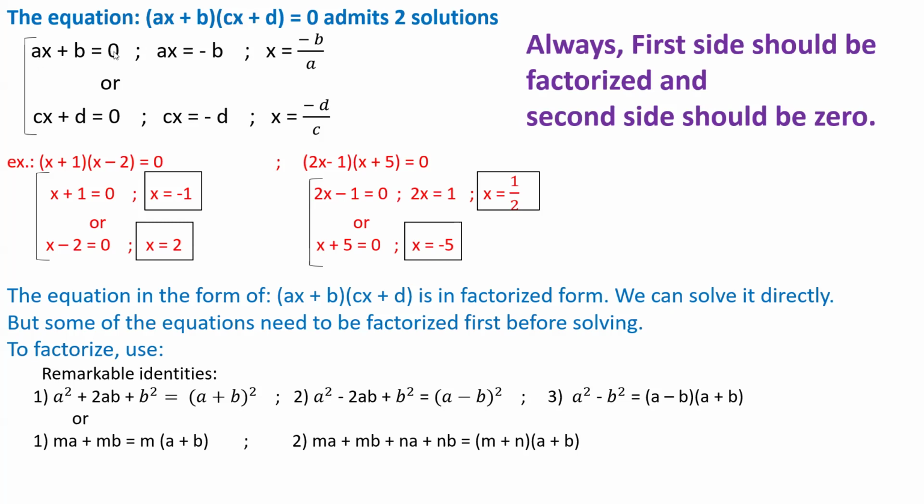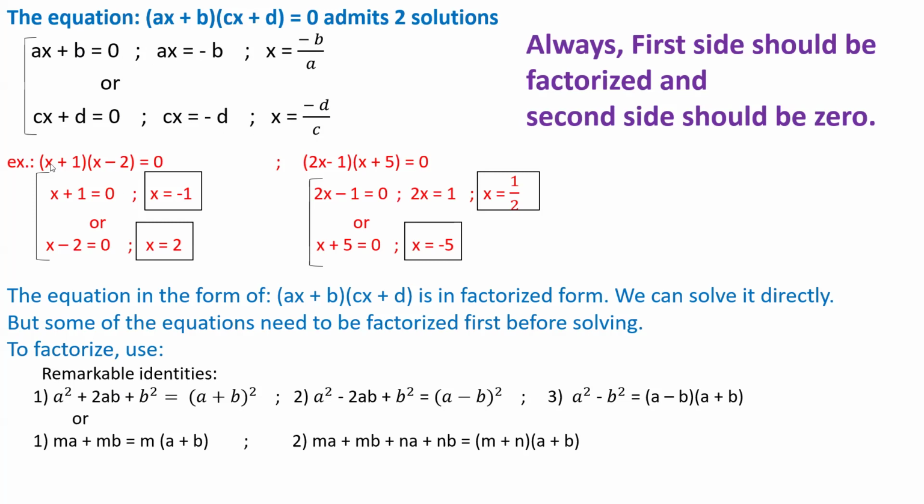ax plus b is equal to 0. Then ax equals minus b. We take the plus b to the second side. Now x equals minus b over a. Or if cx plus d is equal to 0, then cx is equal to minus d, then x is equal to minus d over c. So always a product equation has two solutions. This is the first solution. This is the second solution.